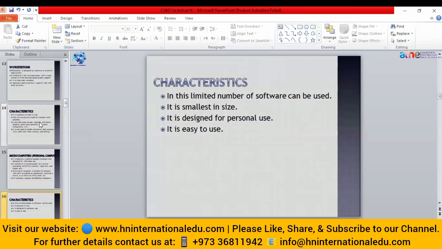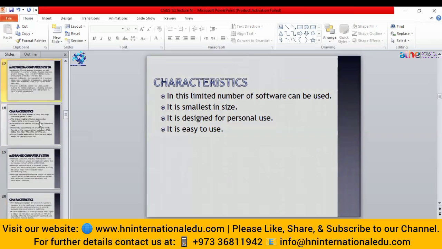In this, a limited number of software can be used because they have limited capacity. It is smaller in size. It is designed for personal use only. So they are very user friendly and every person can use these computers.